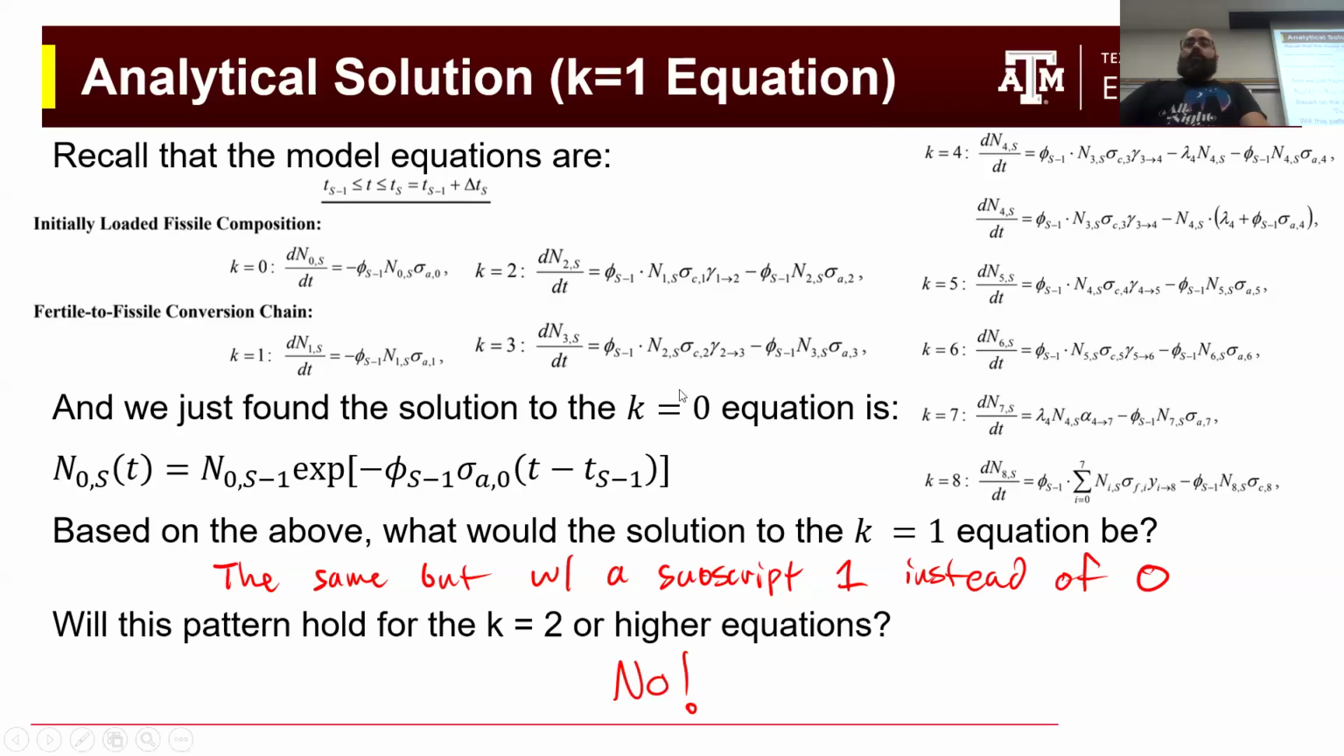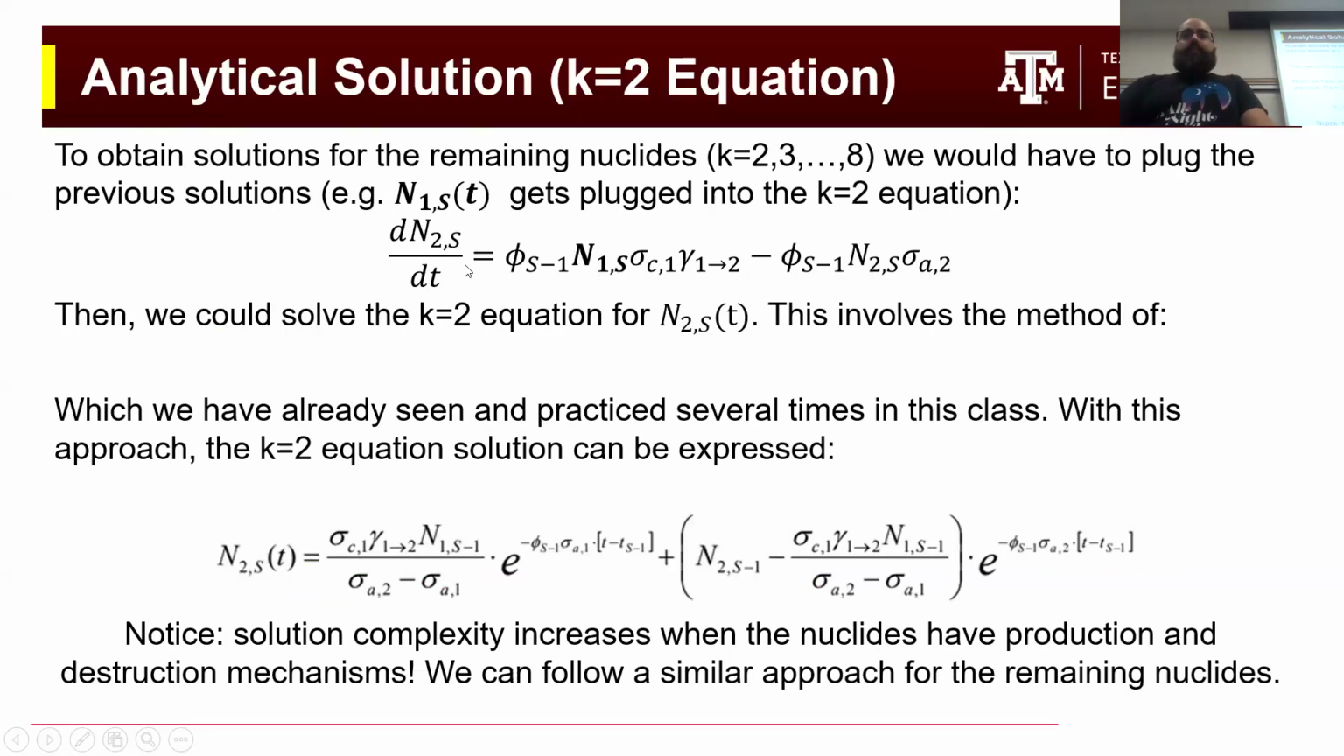The pattern won't hold because for all of the higher isotopes in our chain, we have both gain and loss mechanisms. Also, if I wanted to find an analytical solution for isotope 2, I could, but it is a coupled differential equation, because isotope 1's concentration is a part of the equation for isotope 2.